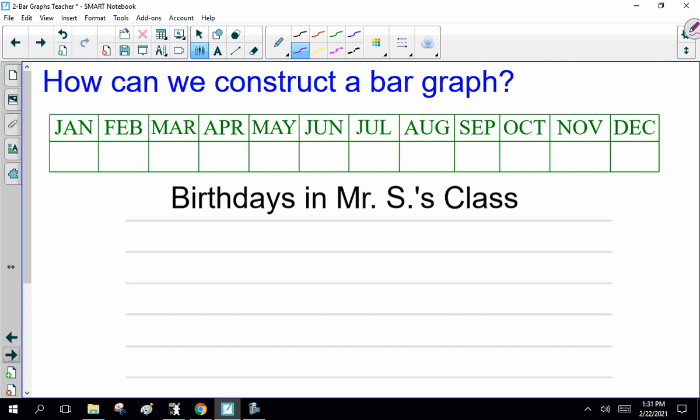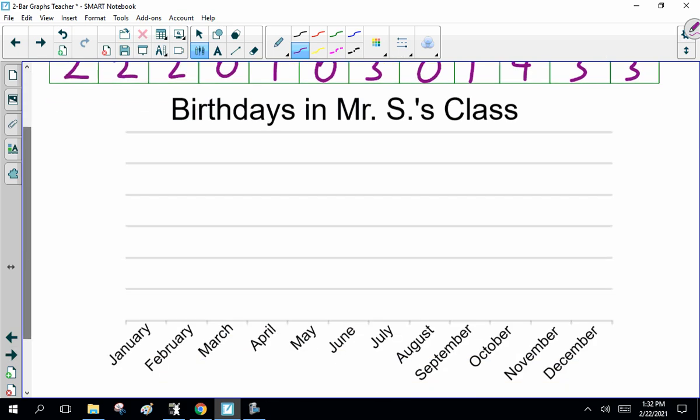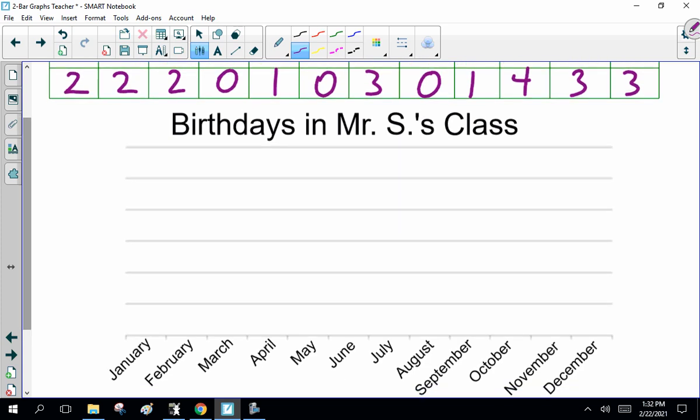last year. Last year I had 2 birthdays in January, 2 in February, 2 in March, 0 in April, 1 in May, 0 in June, 3 in July, 0 in August, 1 in September, 4 in October, 3 in November, and 3 in December. So, 2, 0, 1, 0, 3, 0, 1, 4, 3, 3. So, putting that as a bar graph, in January. January was 2. So.